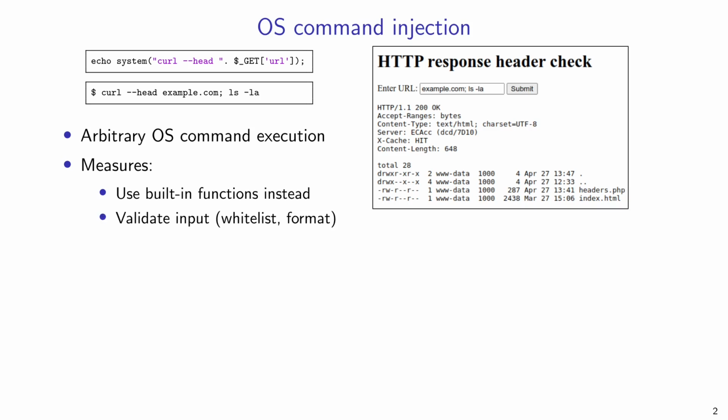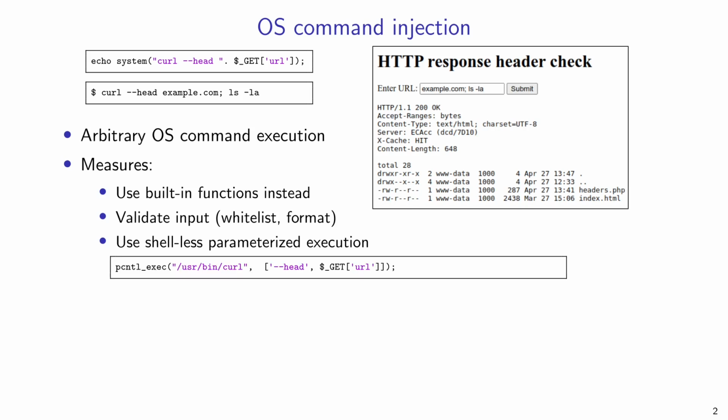First, we should validate the input against a whitelist or check its format. This, however, is only feasible if the format is simple. For example, if the input is expected to be an integer value or only alphanumeric characters. The next measure is to use shell-less parameterized command execution. For instance, in PHP, there is this function that allows us to execute files directly without invoking the system shell. Since the system shell is not used, here we must specify the full path to the executable and pass each argument of the executable separately. This ensures that the user input is treated as a single argument, preventing the possibility of breaking out of it.